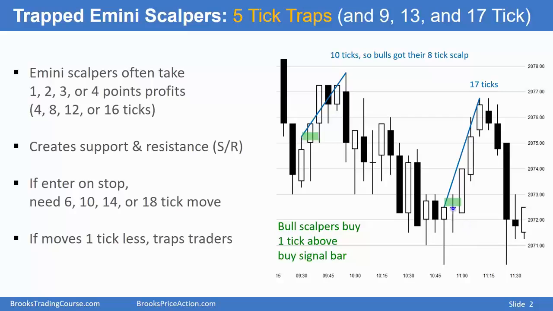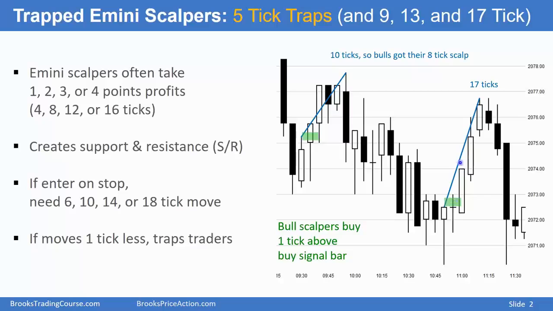On the other hand, let's say a bull looked at this and said, we have a wedge bottom, 1, 2, 3, a spike and channel bottom. We're probably going to get a swing up, maybe to the top of the bear channel. So the bull buys 1 tick above the high of this buy signal bar, looking for a swing up 4 points. It has to go 18 ticks above the high of this bar for him to make his money.